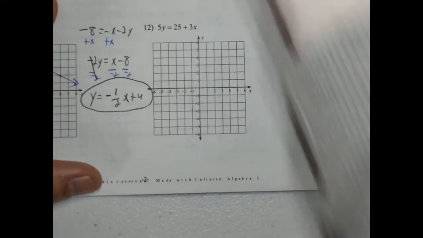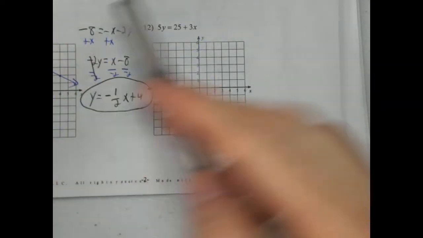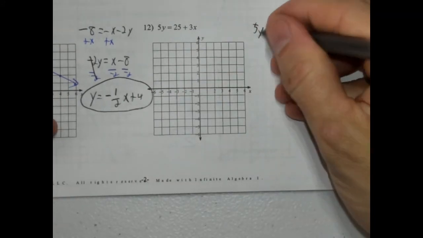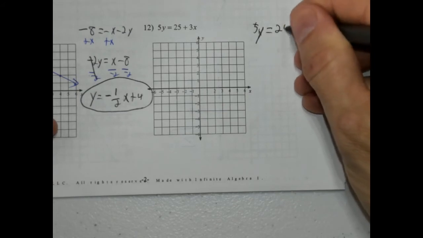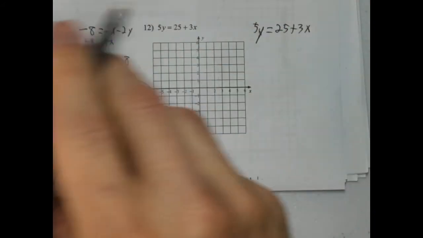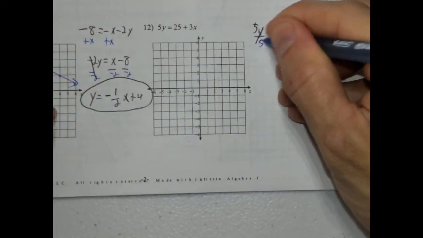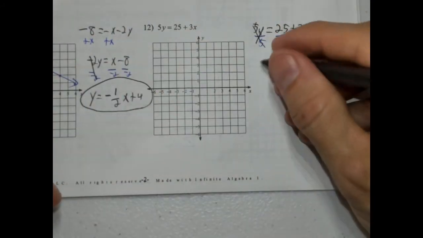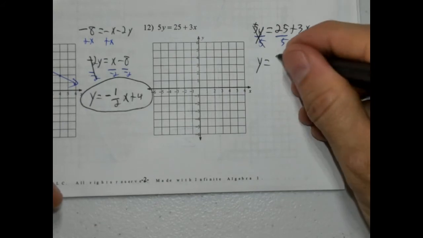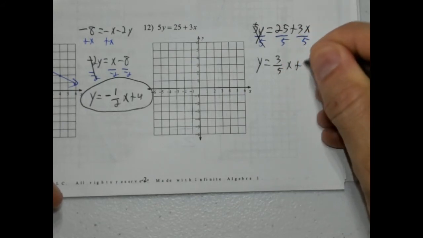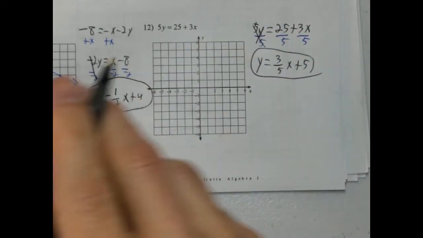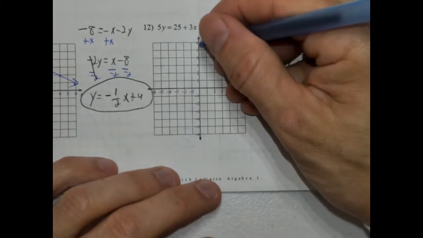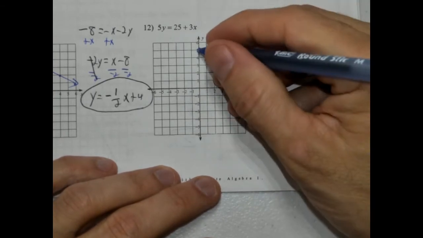Okay, and number 12, we're going to rewrite this. 5y equals 25 plus 3x. Divide by 5. Y equals 3/5 x plus 5. So I'm going to go down and to the left.